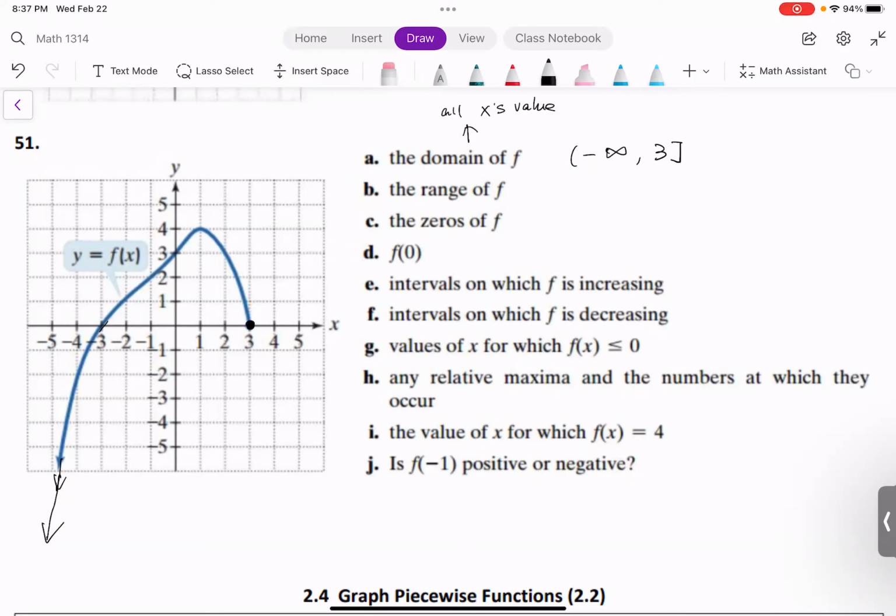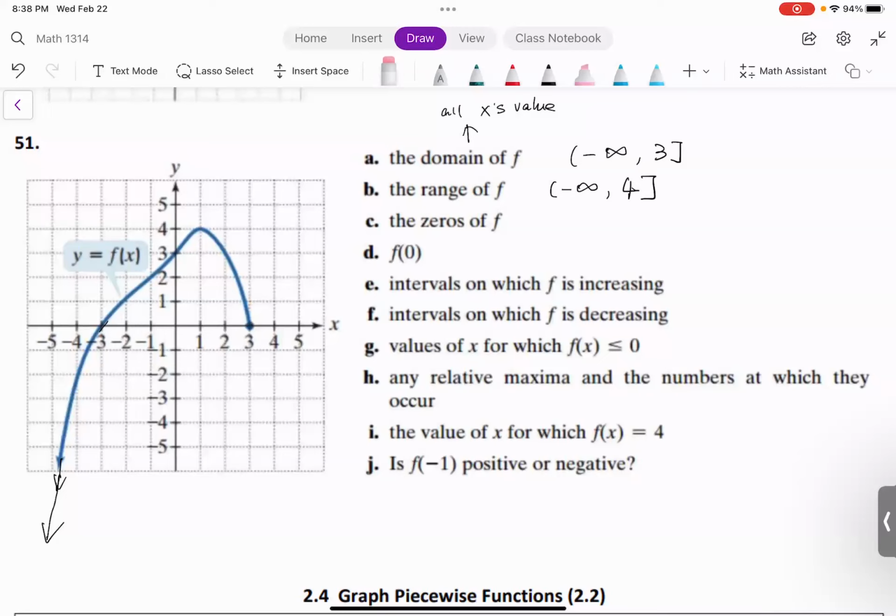Okay, what is the range? Range means all the y values. We can find the lowest point and the highest point. The lowest point, we can say, is negative infinity, and the highest point is here. The y value is 4. We use brackets.